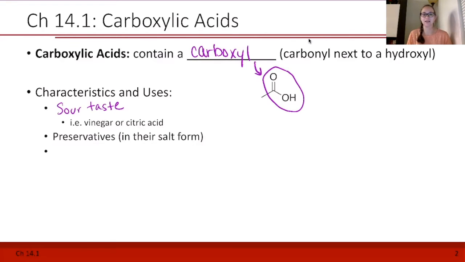is the characteristic taste of a carboxylic acid. And then also citric acid, which is technically a sugar that they put on food in order to make the sour. Like the sour Skittles are coated in citric acid, or Sour Patch Kids coated in citric acid, so it makes that sour taste. In their salt form, so we're going to learn what happens to acids when we deprotonate them or ionize them into their salt form, and those are typically used as preservatives. So I'll show you guys a couple of those molecules in a couple minutes. And our last characteristic is that, from their name, these are weak acids.